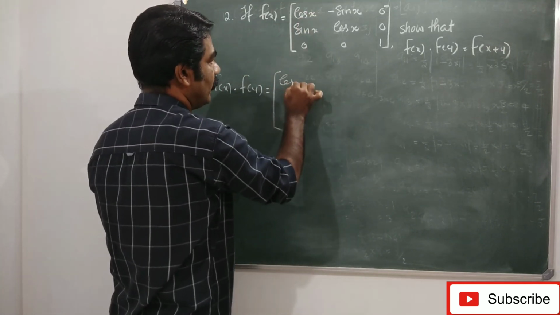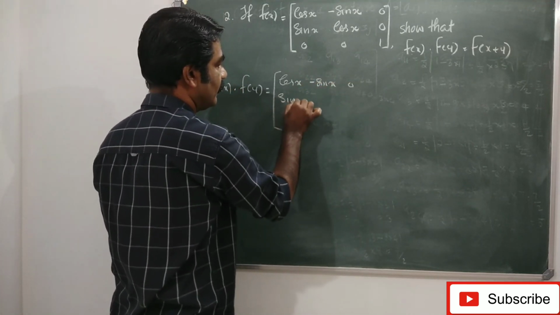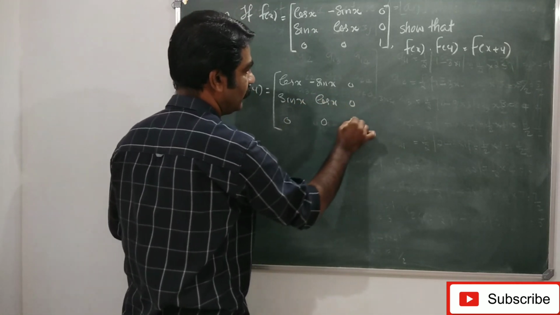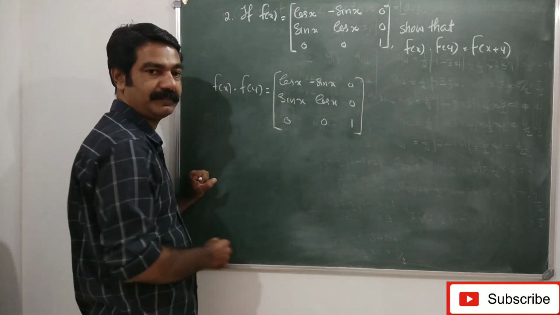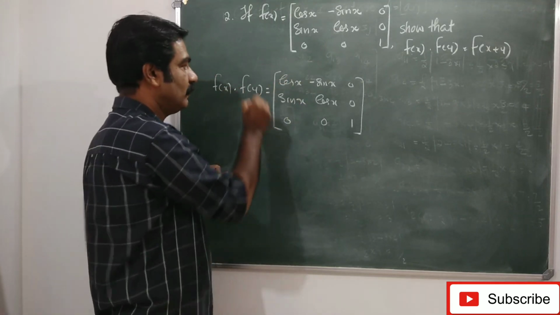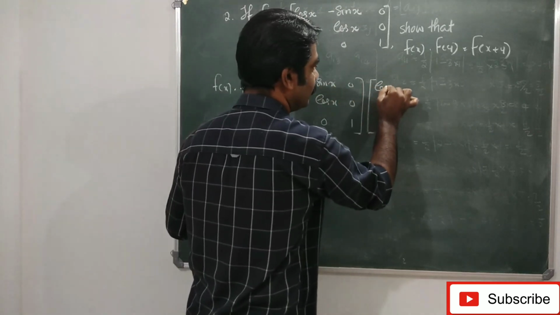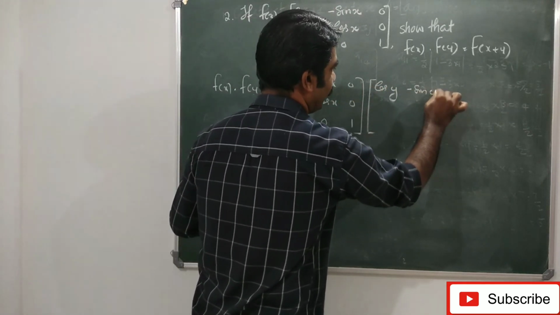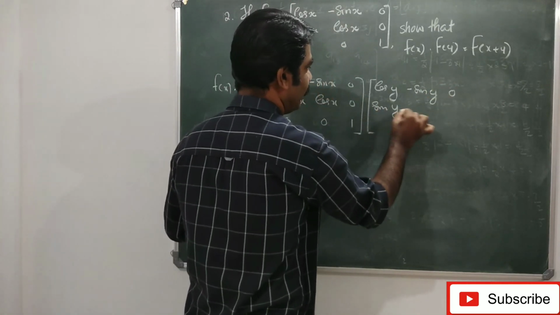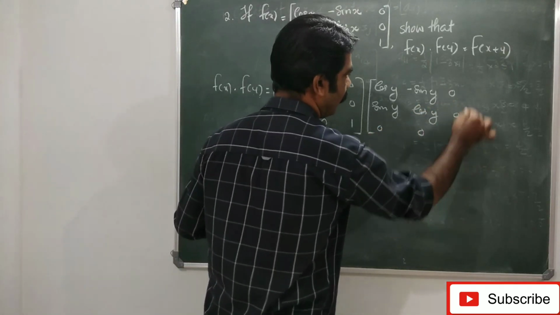F of x is the matrix cos x, minus sin x, 0; sin x, cos x, 0; 0, 0, 1. This is f of x. So what is f of y? f of x is a function of x, so f of y is a function of y. So f of y becomes the matrix cos y, minus sin y, 0; sin y, cos y, 0; 0, 0, 1.